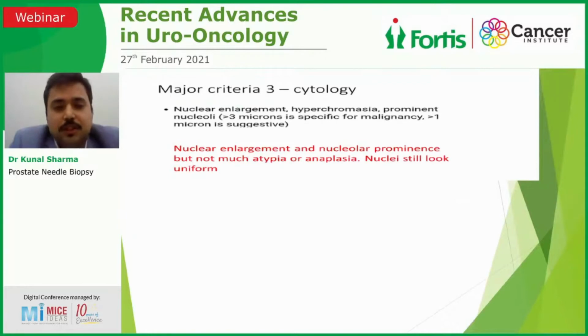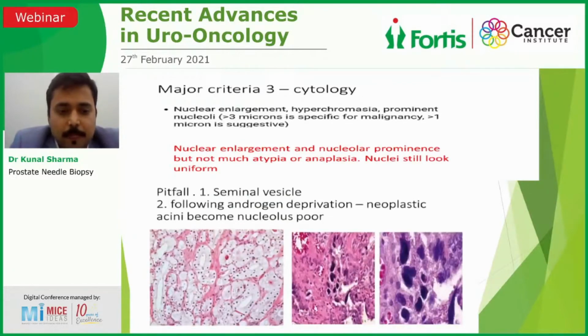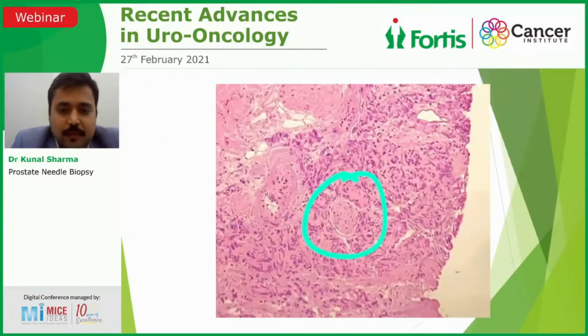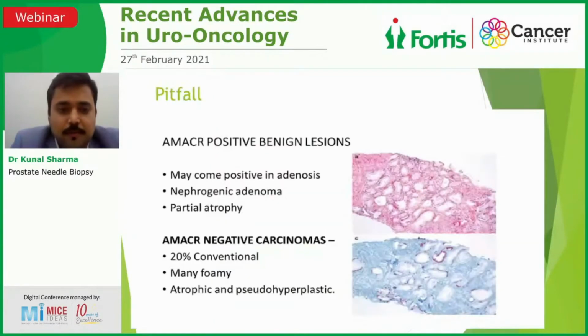Nucleolar presence is usually more than 3 microns, which is specific for malignancy. Sometimes the nucleoli cannot be seen. That is when the patient is following an androgen deprivation therapy. Also, we can mistake seminal vesicles, which actually show very, very pleomorphic nuclei at times. There are certain other features like collagenous micronodules, glomerulations, and perineural invasion, which also represent a neoplastic etiology. Here we can see a very beautiful perineural invasion in a case of prostatic carcinoma.